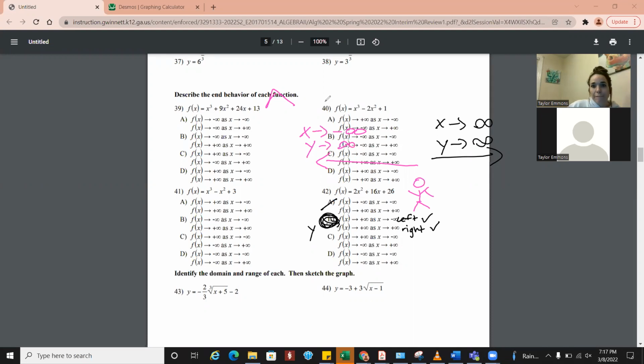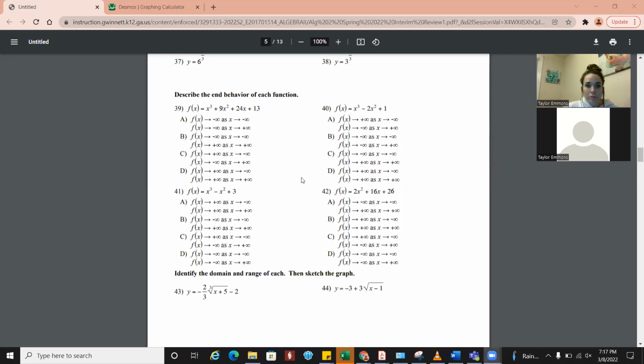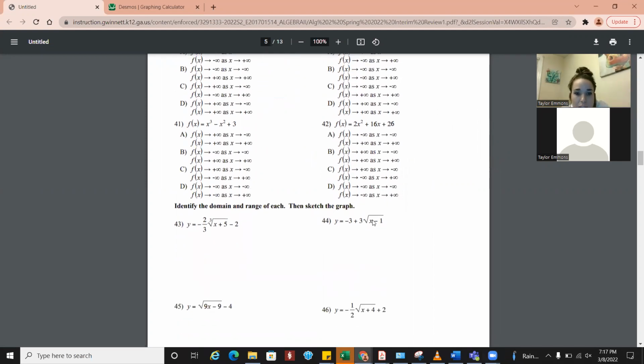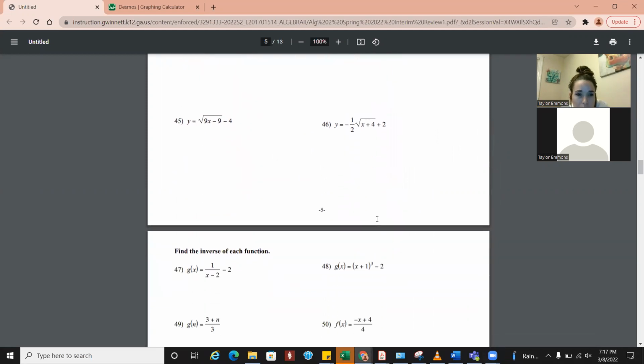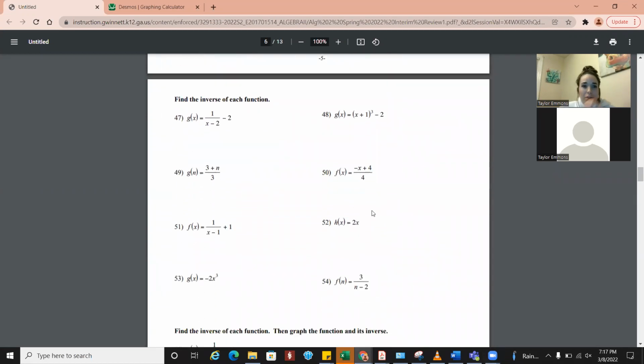All right, we're doing 47 next. Find the inverse of each function. So with inverse functions, what you're going to do is you're first going to switch your x and your y. So we're going to switch our x and y, and then we're going to try to isolate this y.